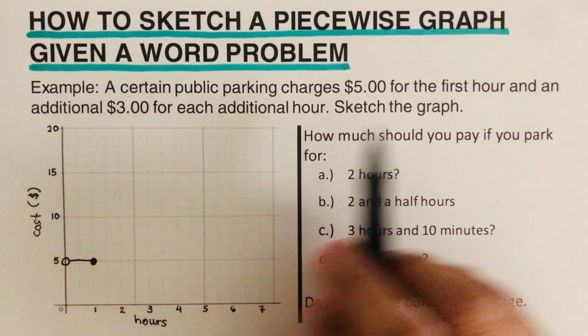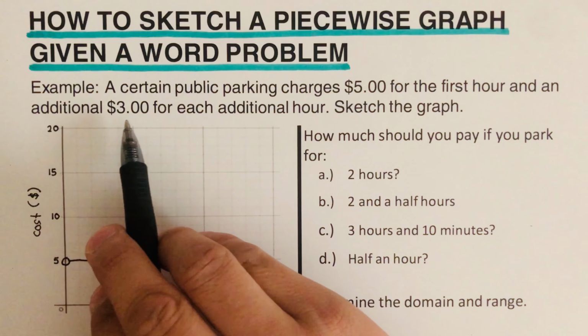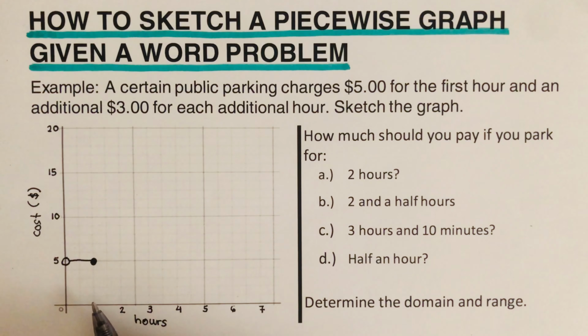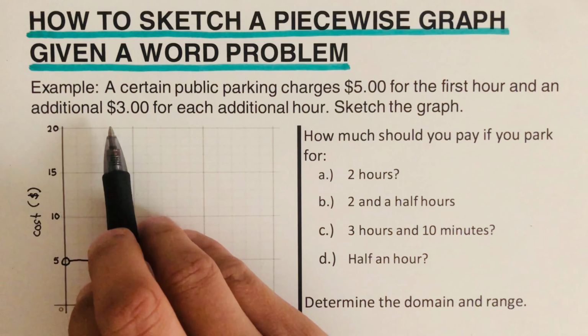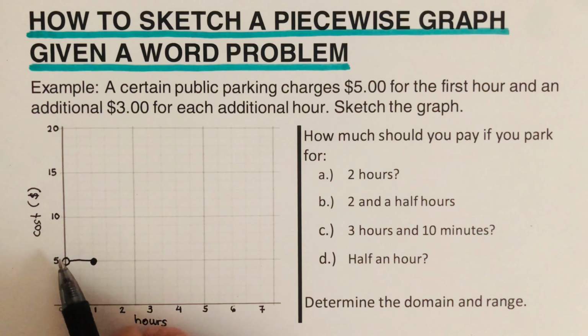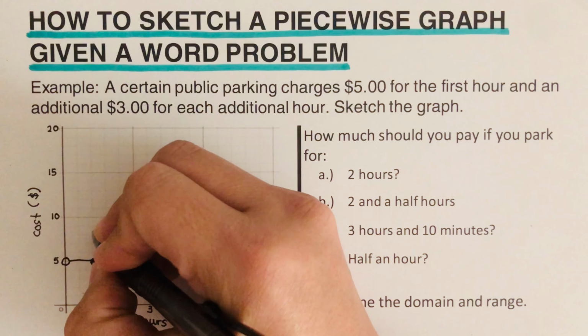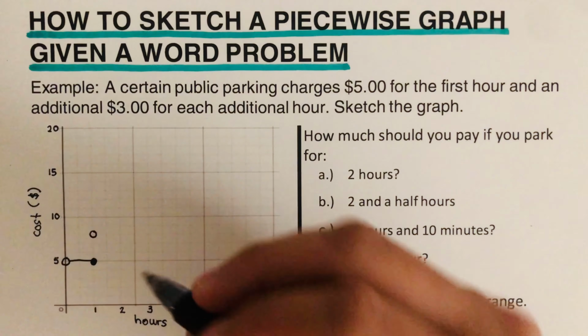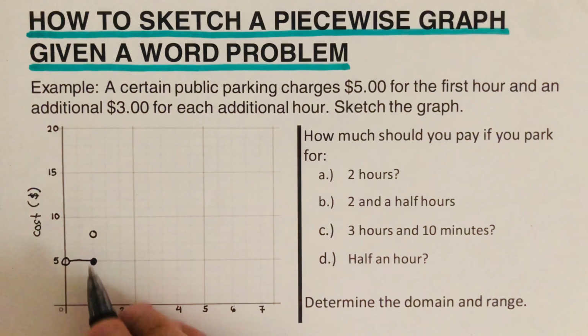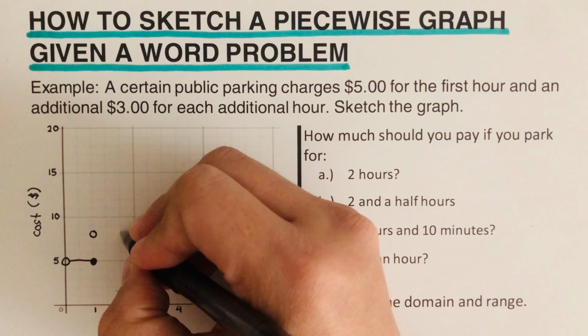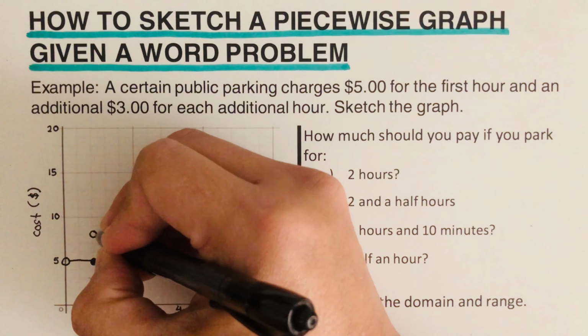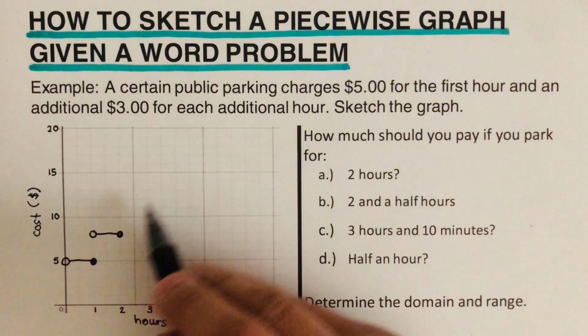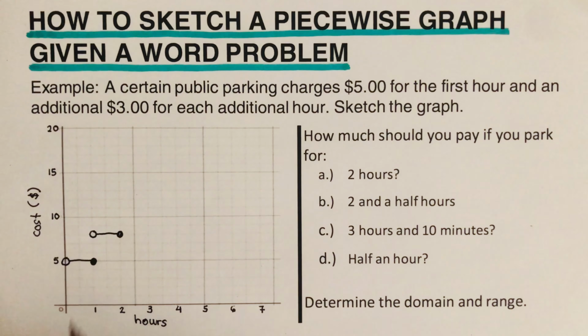Now, it says here that you're going to be charged $3 for each additional hour. So from the first hour to the second hour, it's going to be 8, because it's going to be added by 3. So that's 5, 6, 7, 8. It's going to be right here. It's going to be an open circle, since for the first hour, the charge is 5. So you're not going to be charged $8. From the first to the second hour, there's going to be a closed circle right here. And so this is the graph. It's not going to be a linear graph, but instead it's a piecewise graph.